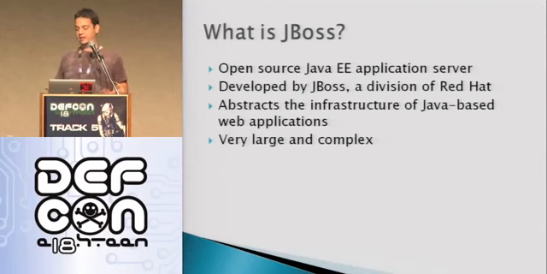Basically what any of these application servers do is abstract the infrastructure so that the developers can focus on just writing business logic. JBoss specifically is really big and complex. There's a lot of stuff in it. You could look at it for a long time and not see everything. And I think that's where some of the issues we're going to talk about come from: there aren't a lot of straightforward ways to do a lot of things.